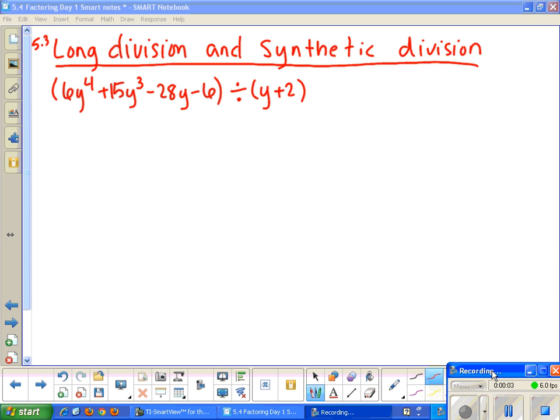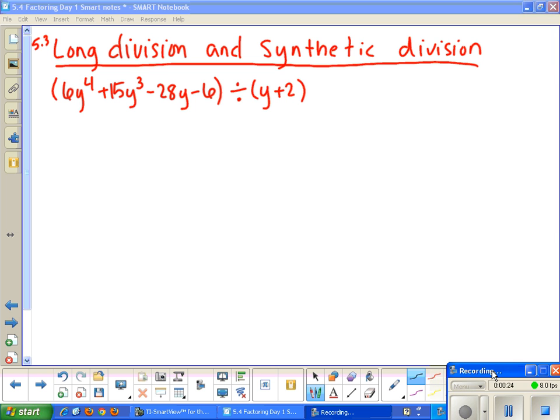Section 5.3, long division and synthetic division. So I'm going to do an example for those of you who've been having some troubles with this. If we look at this polynomial, we have 6y to the fourth plus 15y cubed minus 28y minus 6 divided by y plus 2. Now for this, let's go ahead and do long division first.